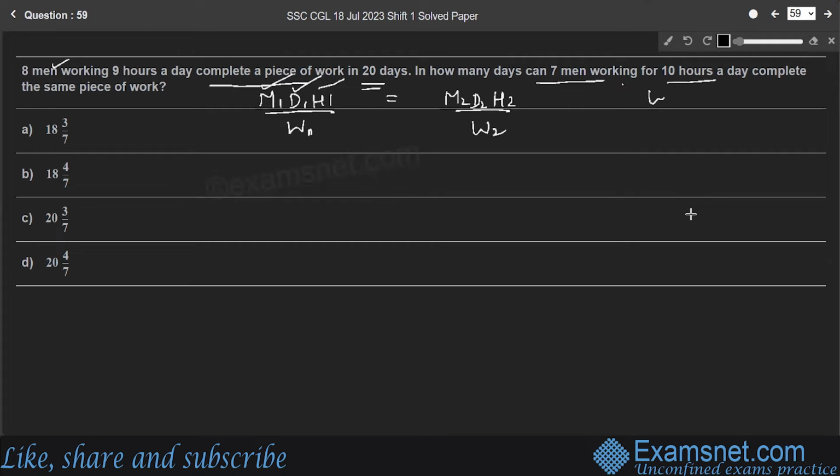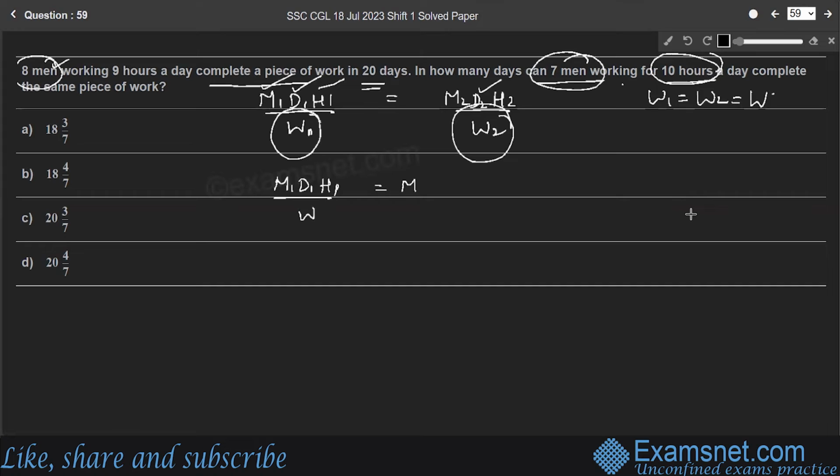Here W1 is equal to W2 because 8 men are working to complete W1 amount of work, and the same amount of work has been done by 7 men. They work for 10 hours a day in D2 number of days. Therefore, W1 is equal to W2. Let it be W, the total work. Therefore, we can write M1 D1 H1 by W is equal to M2 D2 H2 by W.